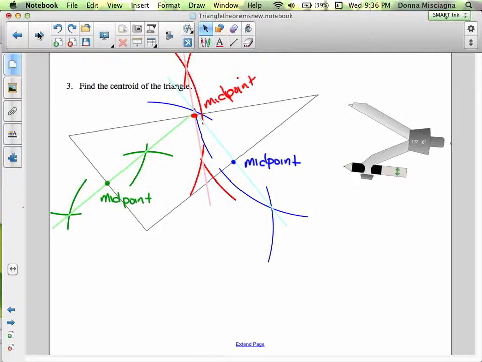And we do it one more time. Here's on the short side here. And again, you put the compass here, draw the arc above and below, make sure you open it more than halfway, keep the compass exactly the same, move it over here and draw above and below.